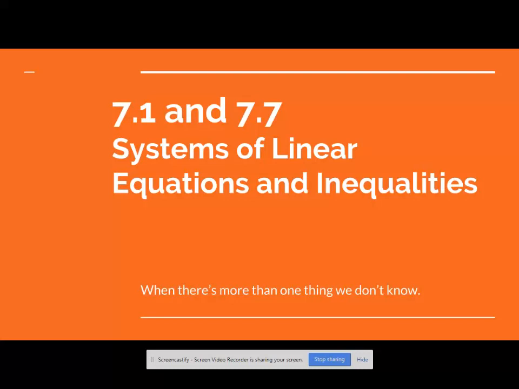But let's say we have more than one thing we don't know. Now we have to solve for two different things, and we're going to look at a system of equations to do that. We're going to stick with linear equations for the most part. The first lesson here, the first three videos, I'm hoping, knock on wood, will be somewhat familiar to you. You've probably seen it in the past, but here we go.